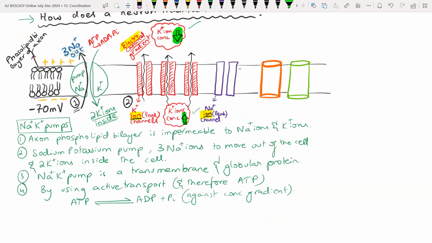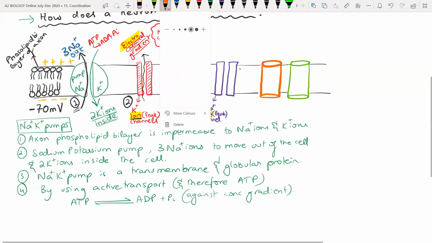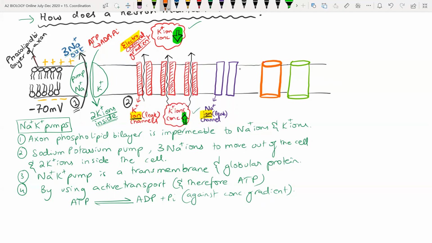So they move. And by the way, if something is diffusing through a protein channel, what is that diffusion called? There's a special name for that diffusion, and that name is? Facilitated diffusion. Excellent. That name is facilitated diffusion.